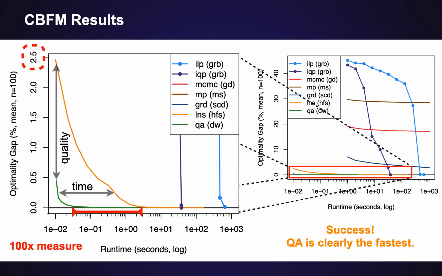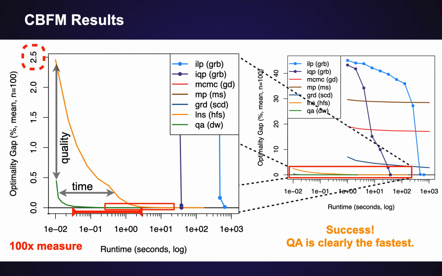And in the beginning of the talk, I promised a 100x performance increase. So here is 100x in this log scale of runtime. And you can see if we pick a particularly low optimality gap, we have that 100x performance increase.